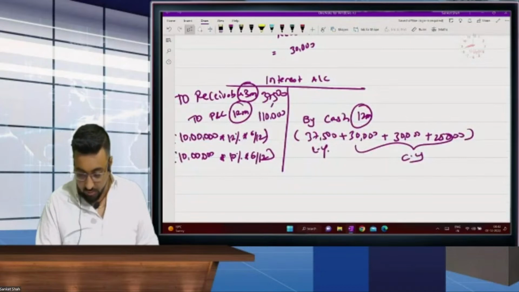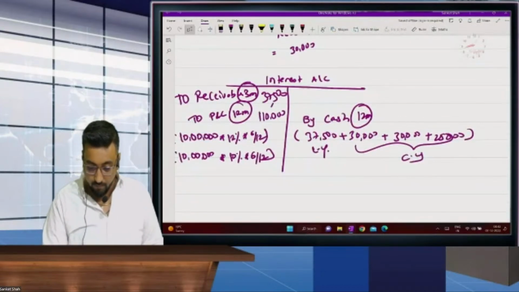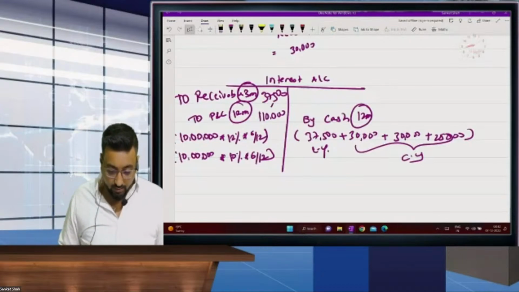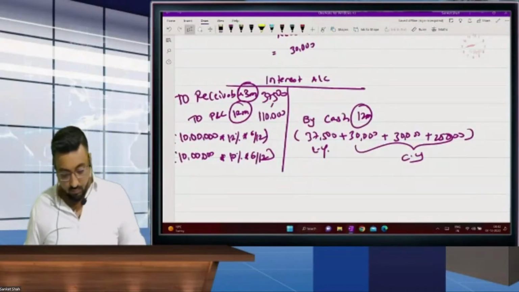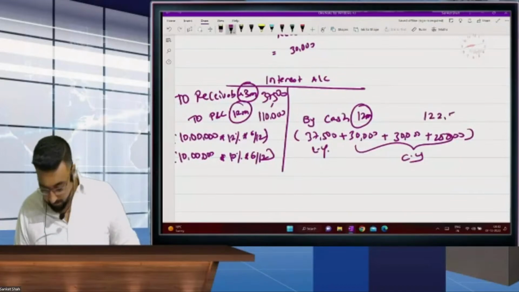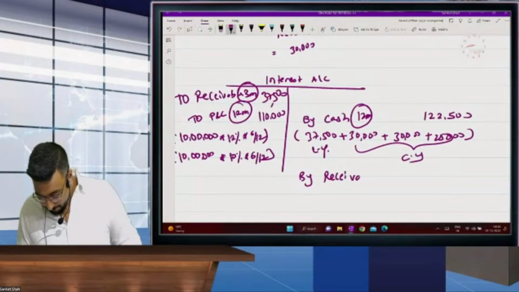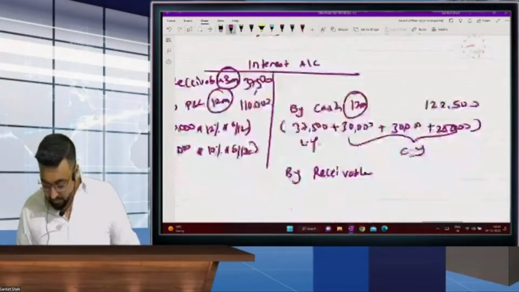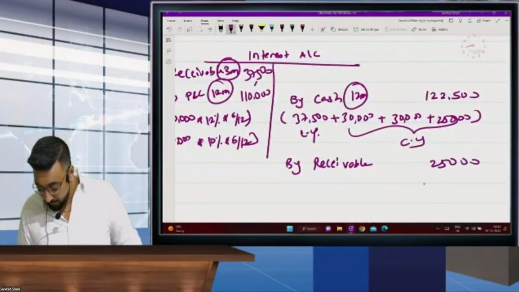So 30,000 into 2 plus 25,000 plus 37,500. So I received 1,22,500, 1,22,500 and still receivable 25,000.